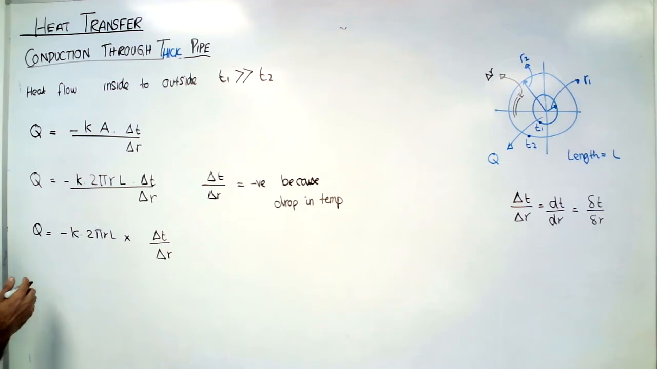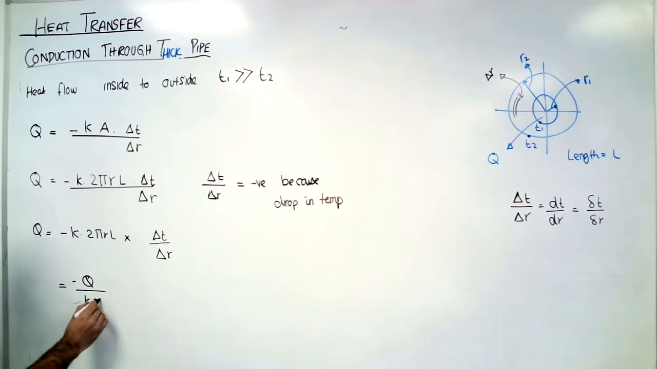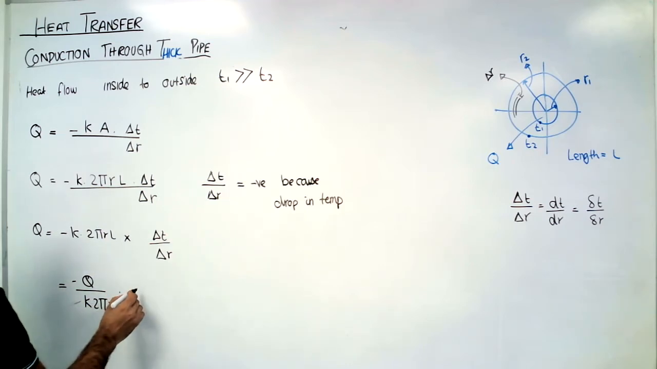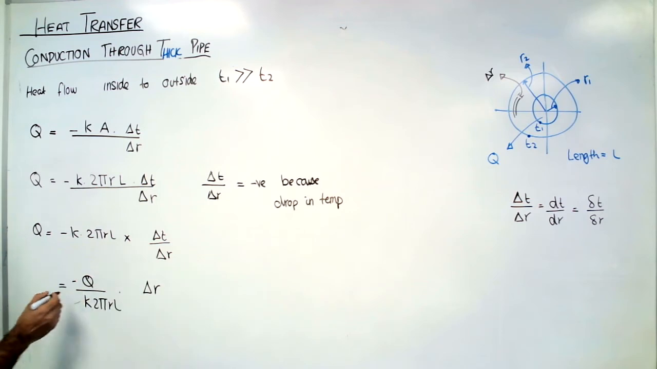Okay, I'm just going to rearrange the equation. So I move the Q to this side and put everything on this side: minus Q over K times 2 pi RL. And that delta R goes on the top. So now I'm changing that delta R. Actually, let's write it down here. And the delta T remains on the other side.